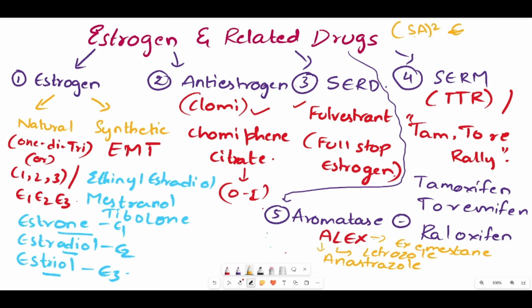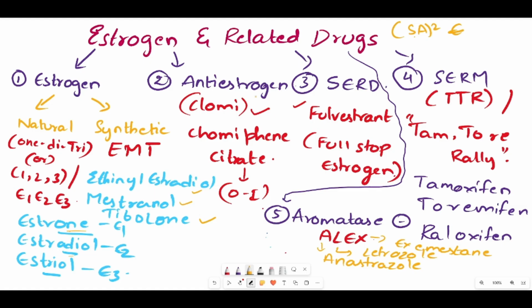And in the natural class, to remember its example, we have one trick. So, you can remember this as 1-di-tri, or you can remember it as 1, 2, 3, or you can remember it as E1, E2, E3. So, the examples are estrone, estradiol, estriol. Now coming to the second class, which is synthetic. So in the synthetic, to remember the examples, EMT is the trick, where E means it is ethinyl estradiol, M means it is mestranol, T means it is tibolone.